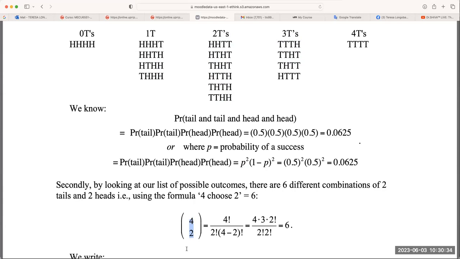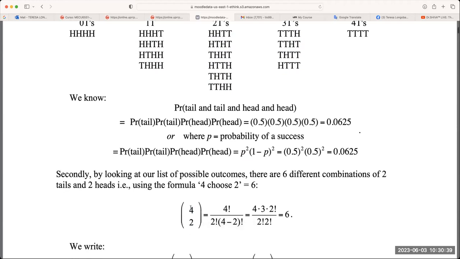To calculate this, which we write like a vector, we put these long brackets around it, and we call it 4 choose 2. This is a combination. This is combinatorics. And you may have learned about this. To calculate this for probability, it's 4 factorial divided by 2 factorial times 4 minus 2 factorial, which factorial just means 4 times 3 times 2 times 1. And this reduces, and you get the answer 6.